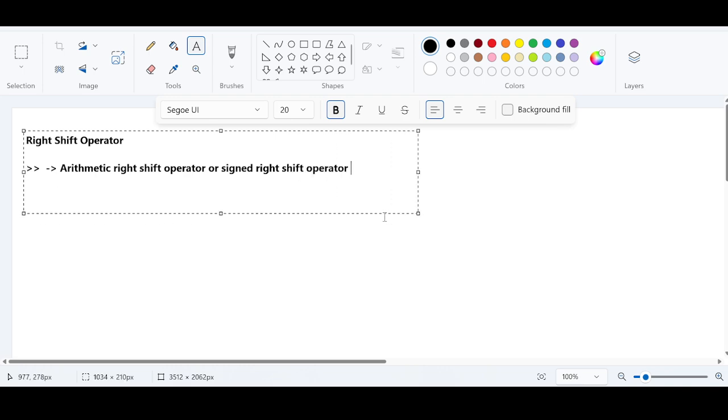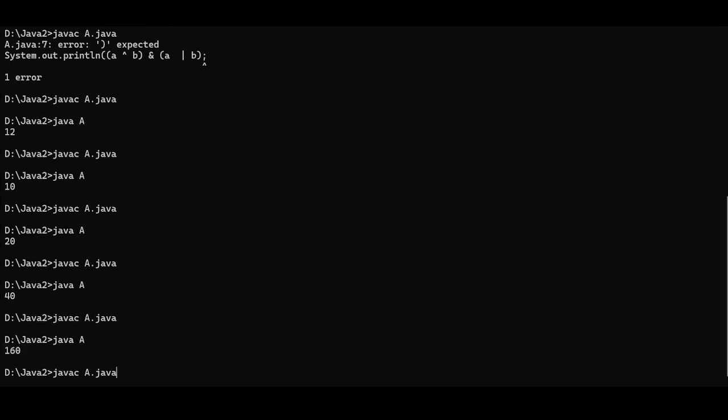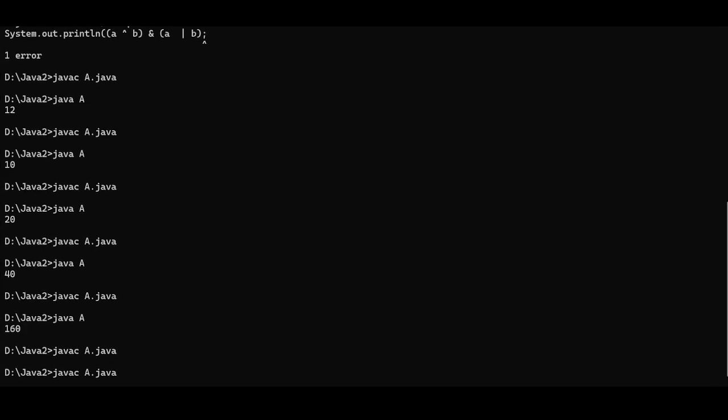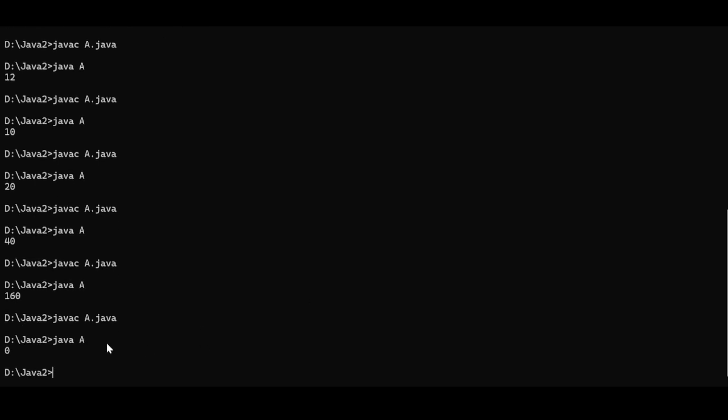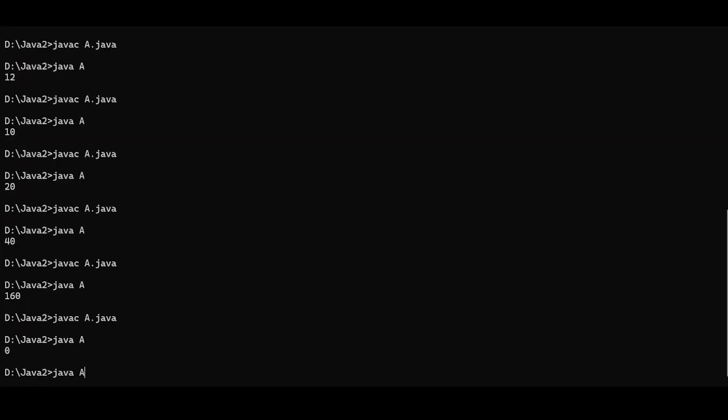So let us understand these things practically. Focus here. Same thing, I am just changing to right shift. The same number I am taking, but instead of the left shift operator, I am using the right shift operator. Let us see the answer. By that answer, we will conclude what is happening behind the scenes. Java space A. You are getting something like 0. Let me right shift it by 1 first.